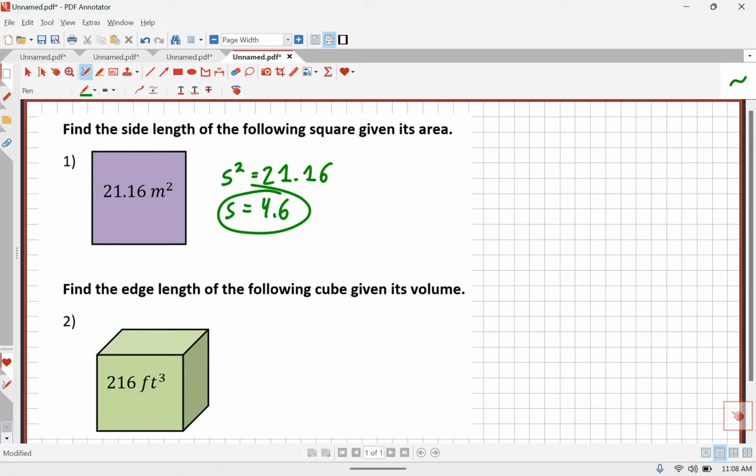Camilla, could you find the edge length of that cube right there? 6. That sounds right, because d to the third power is 216. Do you know the shortcut, or did you just guess and check? What was your first guess? Was it 6?